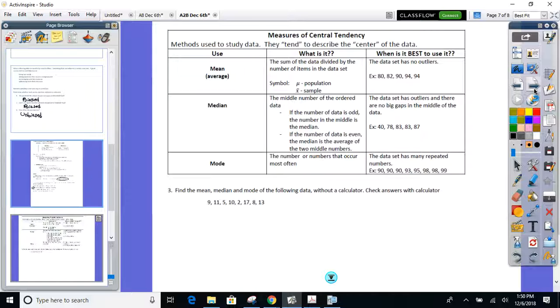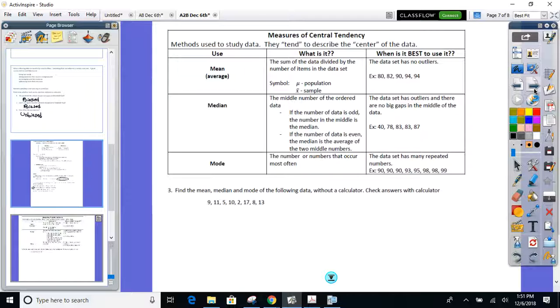Mean, median, mode. Mean means your average. Median is the middle number, but I just want to make a point. You've got to make sure your data is in order. The numbers are in order from smallest to largest if you want to find the median, the middle number. And the mode, the one that occurs the most. All right?